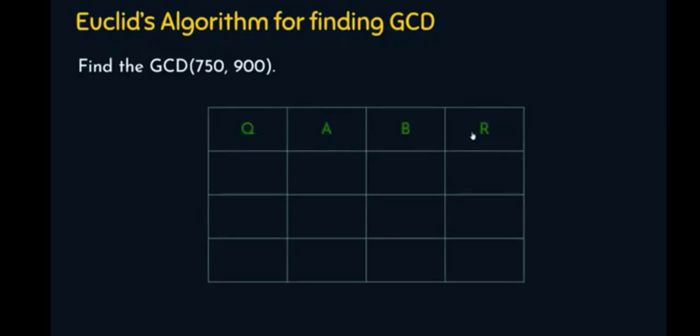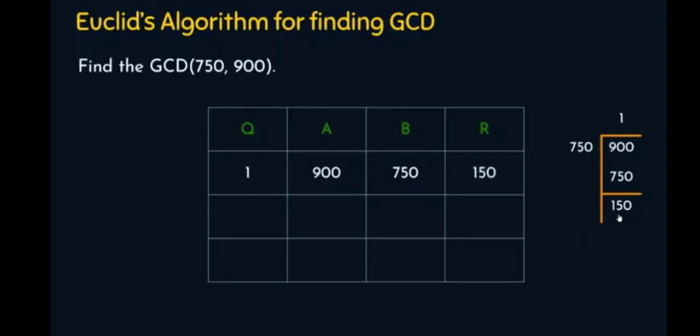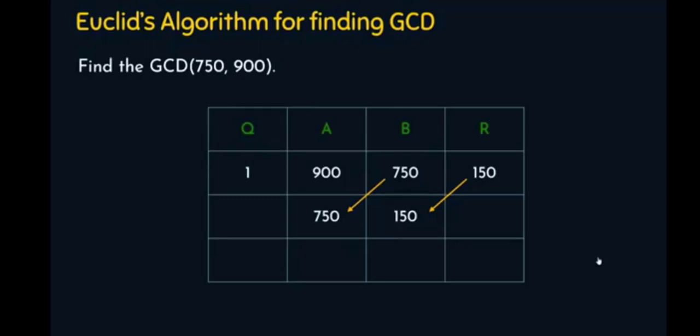Now we have two big numbers, but the bigger one is 900. So we put the 900 under A and the smaller one under B, and we divide the bigger one by the smaller one. The result of the division is 1 and the remainder is 150. Now we move the smaller one under the bigger one and the remainder under the smaller one. We do the division again, what is under A divided by what is under B, and we get 5 and the remainder is 0.